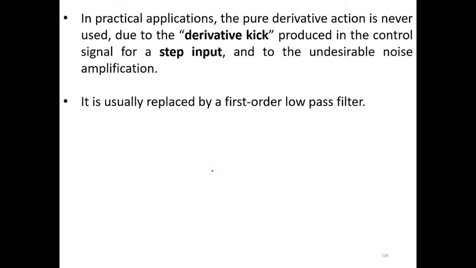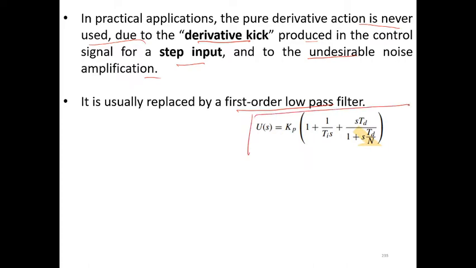Now come to the next part. In practical applications, pure derivative action is never used. I already told why: due to the derivative kick. Why does the derivative kick come into the picture? It is due to d by dt of the step response, which gives an impulse, and that is undesirable noise amplification. So generally we use the derivative controller with the help of a first order low pass filter, as I already told. This is the basic structure of the derivative controller.